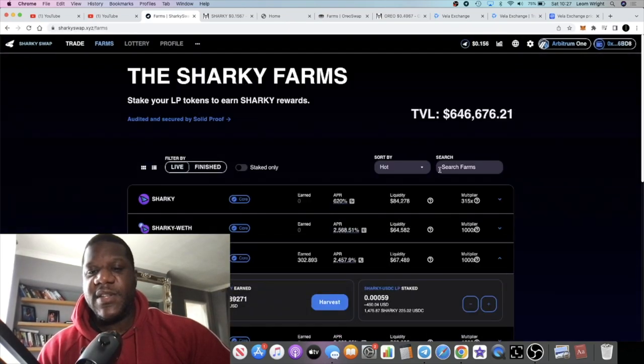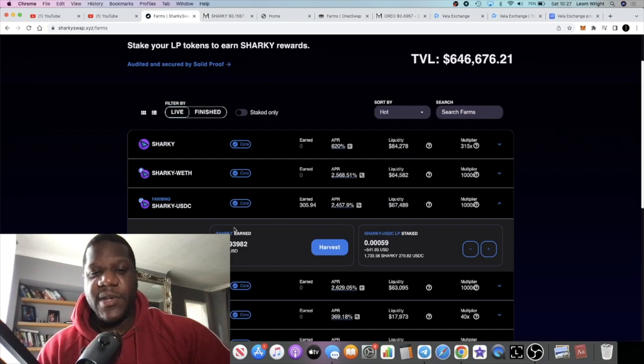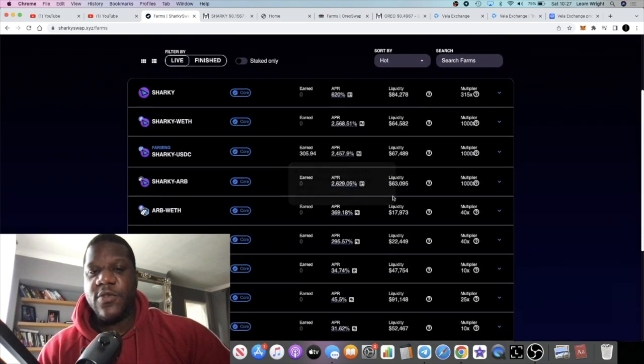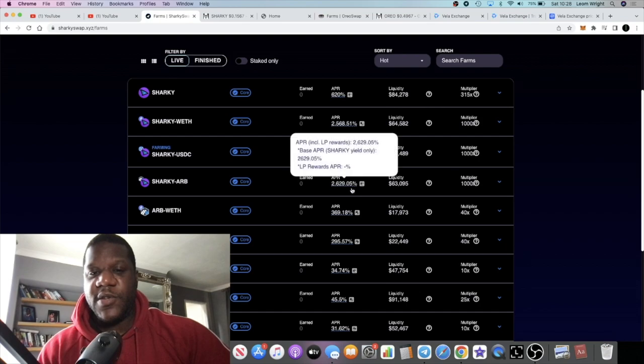Okay, guys, now you don't need to jump in this with a whole bunch of money, right? I'm not betting the farm on it, right? Because at the end of the day, it's super degen, right? But you can see the APRs are still pretty good. We got 2,568% APR on the farms, 2,500, got 2,600.